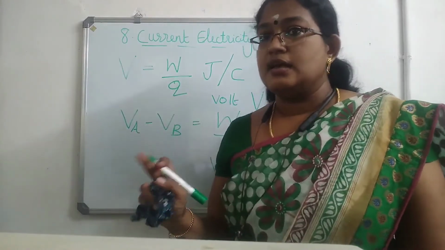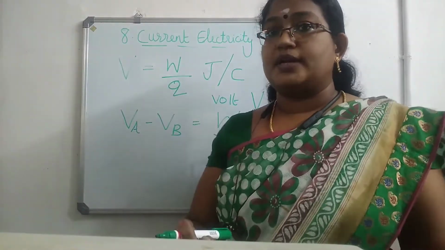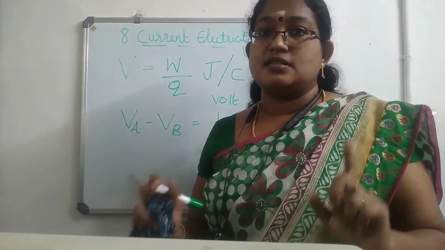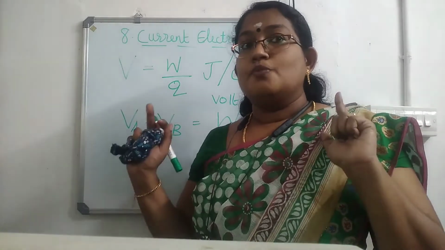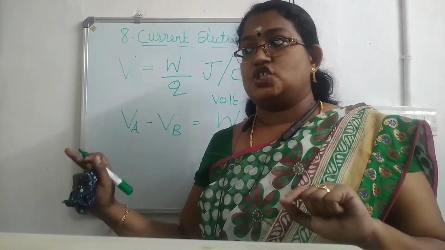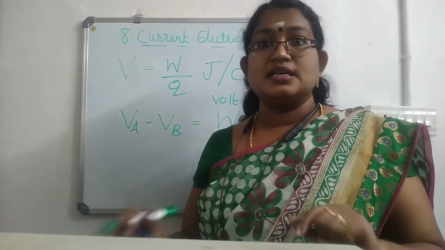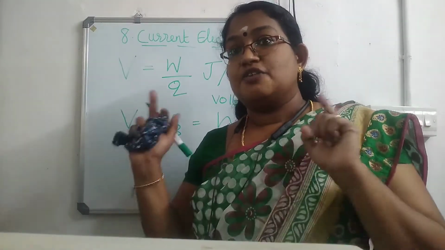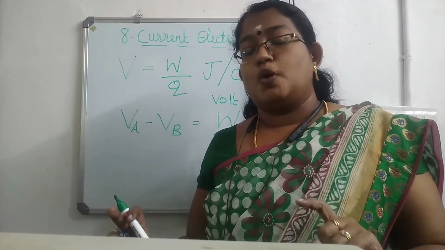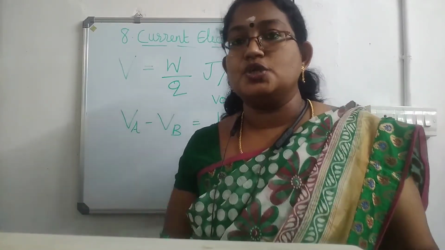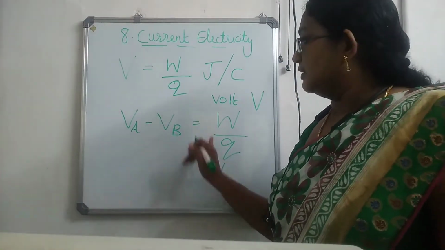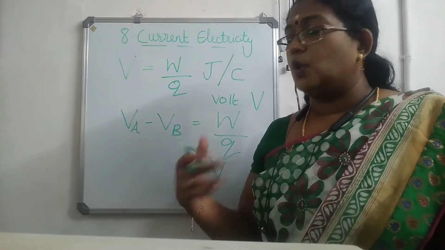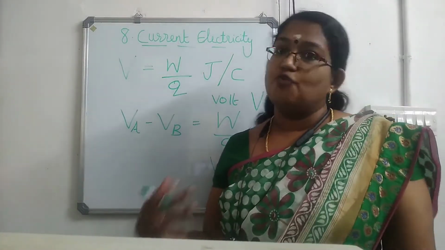So is it clear? We have discussed electric potential and potential difference. So what is electric potential? It is the work done in order to move a positive test charge from infinity to a point. Potential difference means work done to move a positive test charge from one point to another point. In both the cases, the equation is W by Q, work done by charge. And what about the unit? Unit is volt. So is it clear about potential difference?